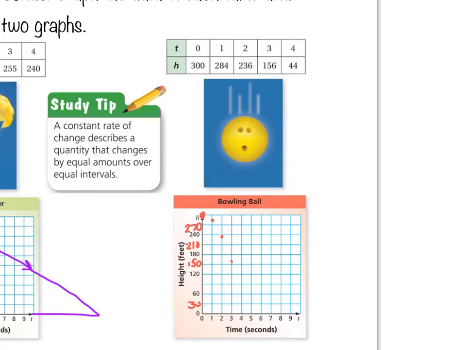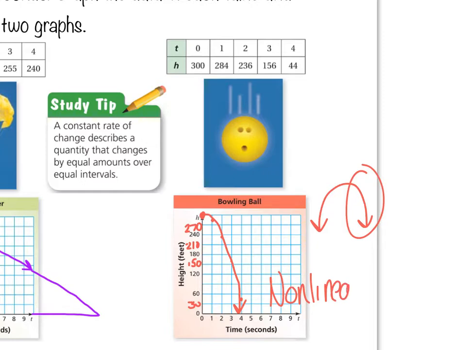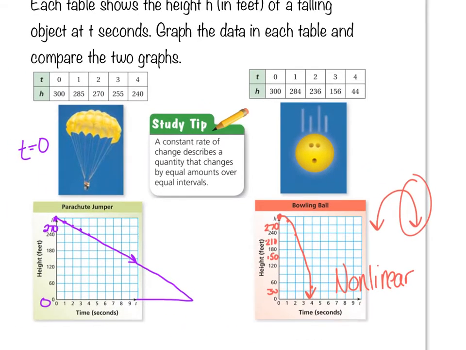So you can see this graph, I'll do my best here, it's going to look something like this. It's going to curve down, like the bottom side. If we flip the parabola upside down, that's what we got here for our bowling ball. So this is definitely nonlinear, whereas the other function we said was linear.